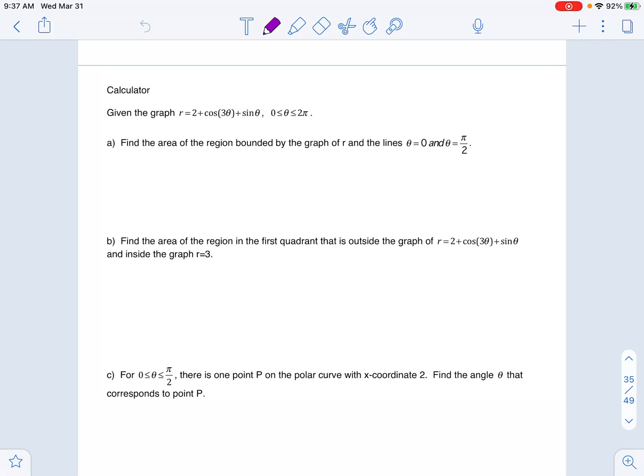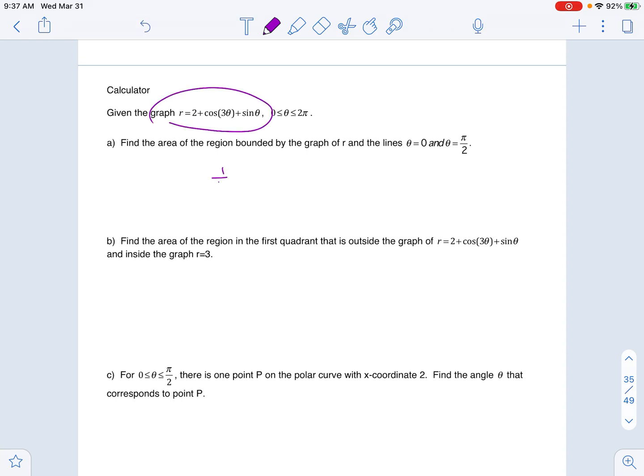This is a calculator active problem, and you are given a graph, r equals 2 plus cosine 3 theta plus sine of theta, and we're only looking at this graph from 0 to 2 pi. First question: find the area of the region bounded by the graph of r and the lines theta equals 0 and pi halves. In this case, they're giving us the bounds, 0 and pi half. We only care about that, and it's only one graph.